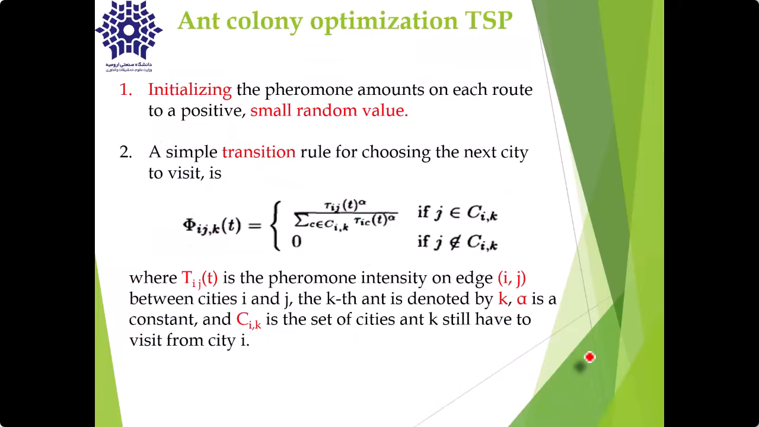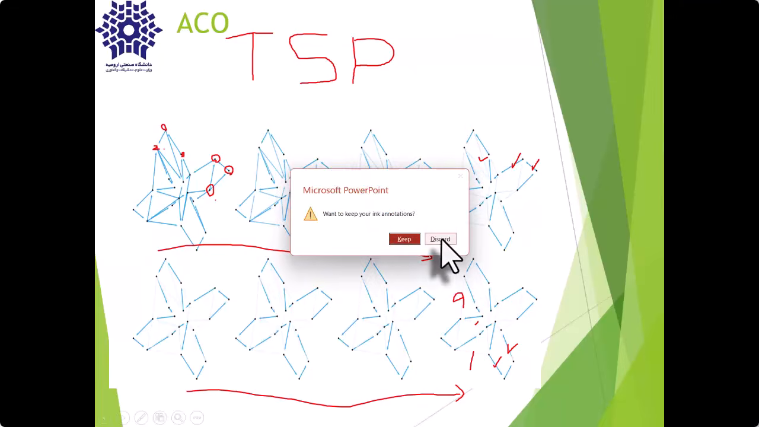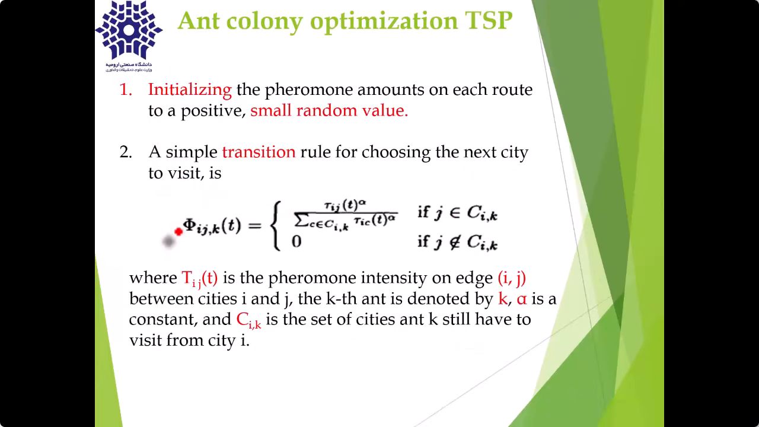How do they do this? Ant colony optimization for solving the TSP problem, at the beginning, initializes the pheromone amount of each road with a positive small random number. As you see here, at the beginning, all the edges have a small amount of pheromone, initialized to a positive small random value.